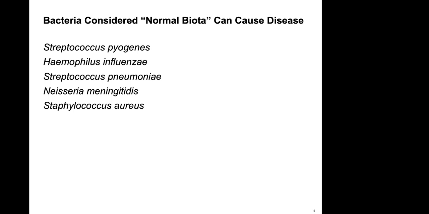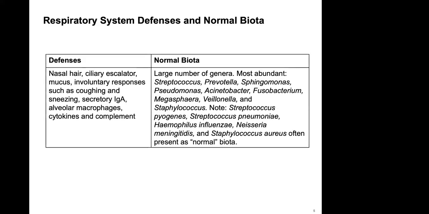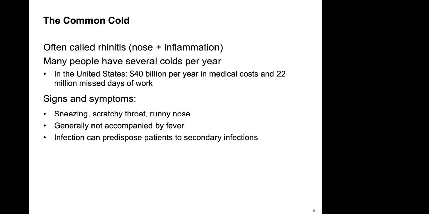These will include things like Strep pyogenes, which can cause strep throat, Haemophilus influenzae, which can also cause pharyngitis, a sore throat, or pneumonia. Streptococcus pneumoniae, which can cause pneumonia. Neisseria meningitidis can cause pneumonia. And then Staph aureus. Again, these are organisms that we typically find as normal flora, but they can also lead to disease. So here's just a little table that sort of summarizes the defense mechanisms we have and the main families that are going to make up the normal biota.